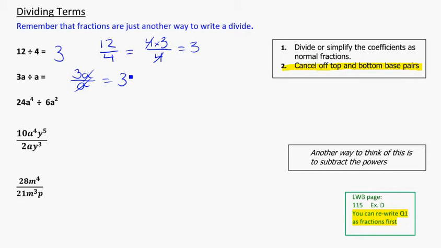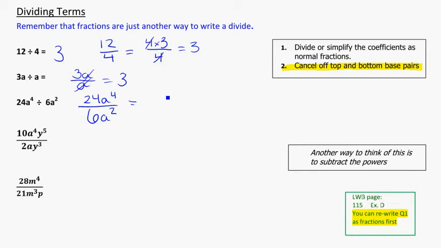If we take it to a slightly more complicated example, I'll rewrite this as a fraction as well. 24 a to the power of 4 divided by 6 a to the power of 2. Well, to help us visualize this, again, what's going on, it can be helpful to write it out in its full form, kind of like we wrote out 12 as 4 times 3. So one of the first things that we can do is actually ignore the a's completely and just look at the 24 and the 6.